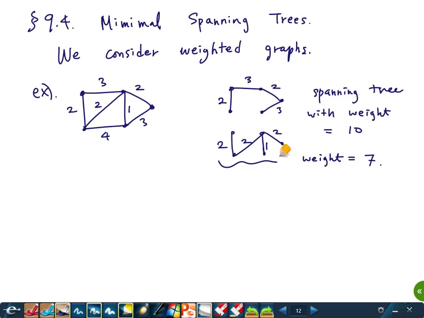But if the graph is more complicated, there are a lot of spanning trees there. So you cannot really list them all if the graph has many vertices and edges. So we still want a minimal spanning tree. Oh, by the way, the definition of a minimal spanning tree is a natural definition, for a weighted graph.